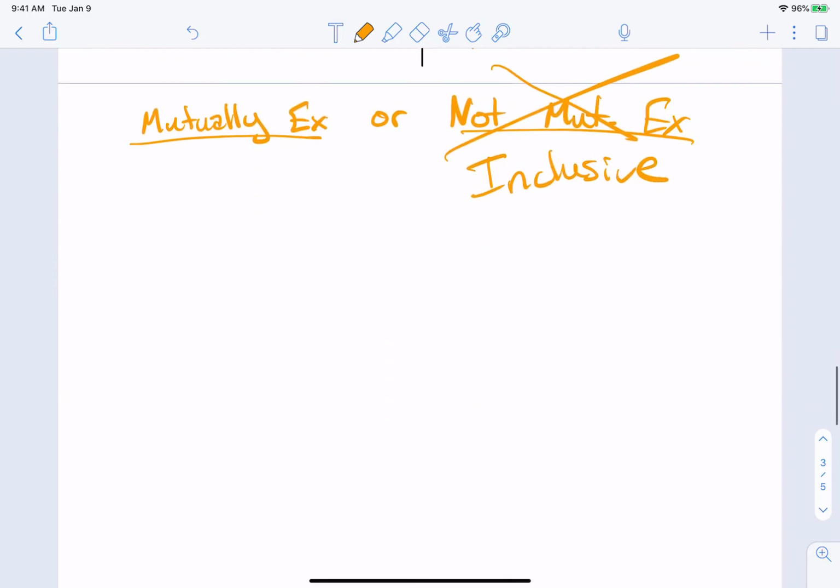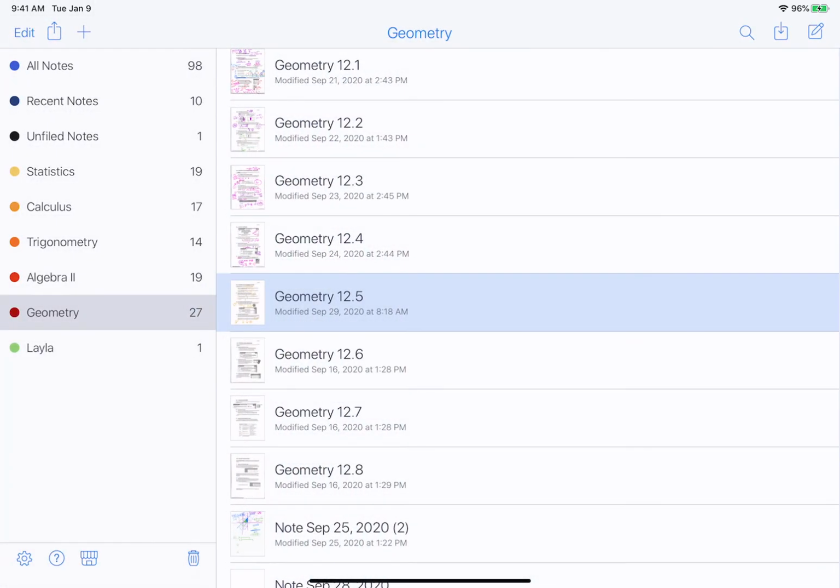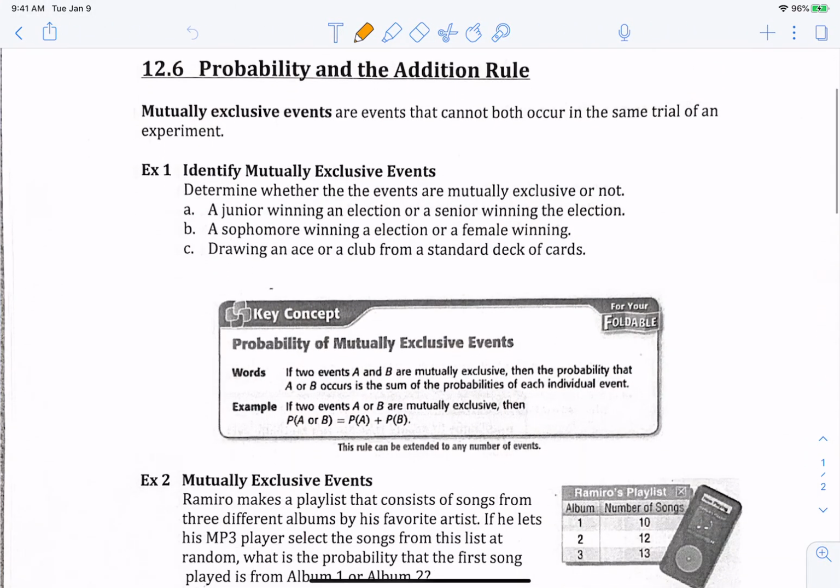Okay. All right. So let's go to your notes, which is 12:6, which is adding probability and the addition rule. These are mutually exclusive events. So there is nobody in the middle here. For exclusive events, there is nobody in the middle. Okay. All right. Determine whether the events are mutually exclusive or inclusive.